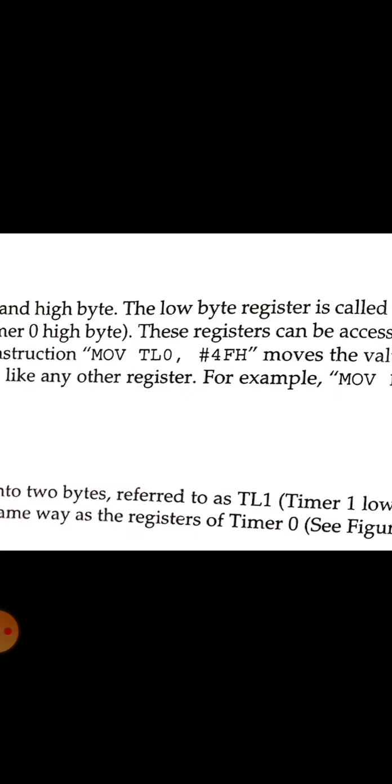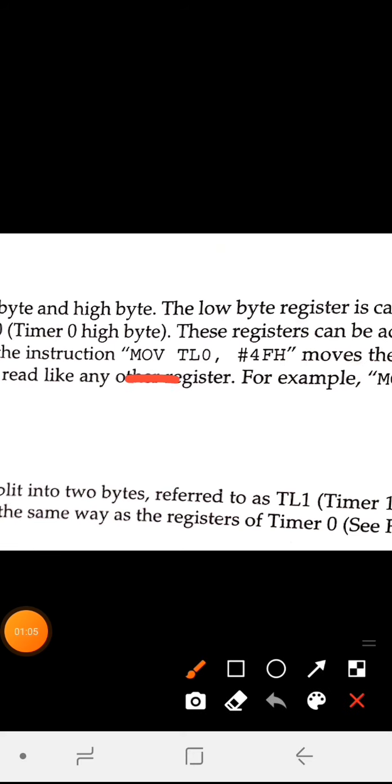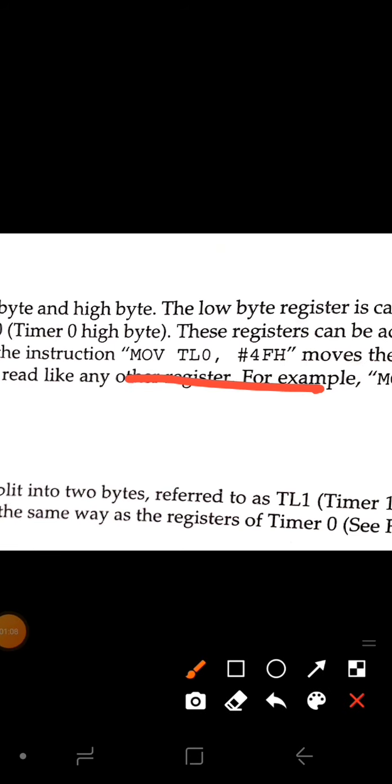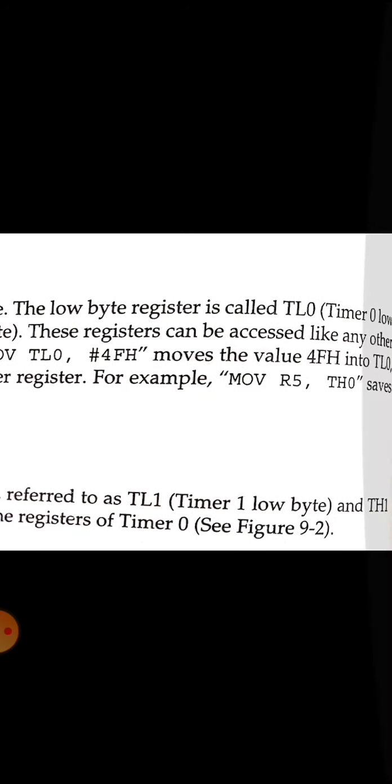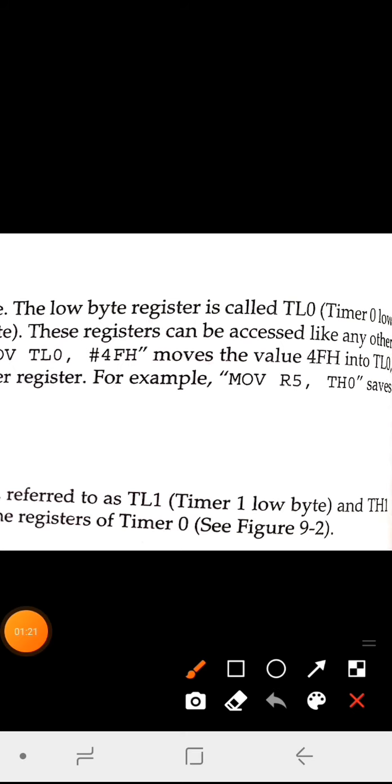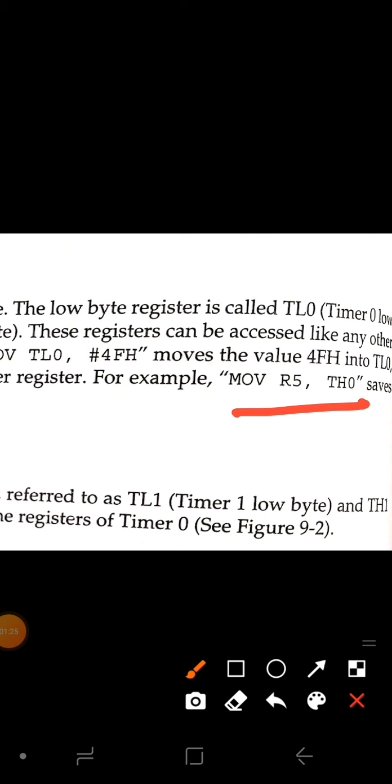Even they can be used to store or copy information or to read information like any other registers. For example, just look at this instruction. It says you are trying to move the immediate value 0F into the lower byte of timer 0. Similarly, in this example, the information present in the higher byte of timer 0 is loaded into R5. Therefore, these registers can be used to store or read values like any other register.